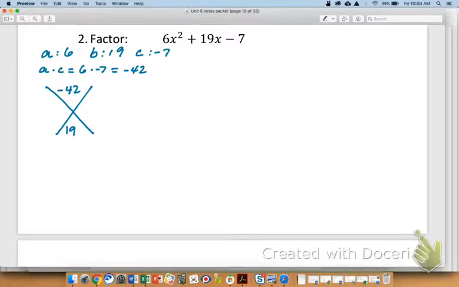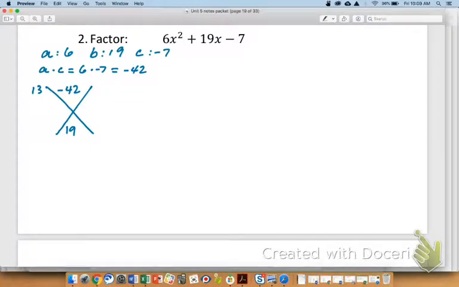And we're just going to be figuring out which numbers multiply to be negative 42, and add to be 19. The first numbers that jumped into my mind were negative 7 and 6, right? That would multiply to be negative 42, but when I add those up, I get negative 1. So that's not going to work. If I think of 13 and 4, I could do positive 13 times negative 4. Well, those multiply to be negative 42, but they definitely do not add up to be positive 19.